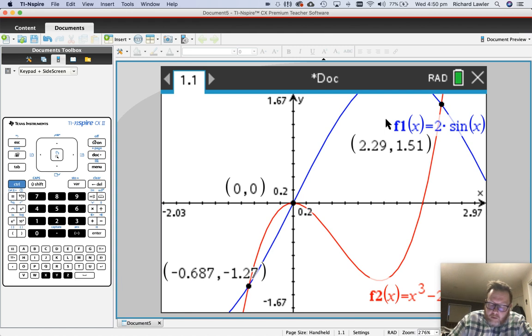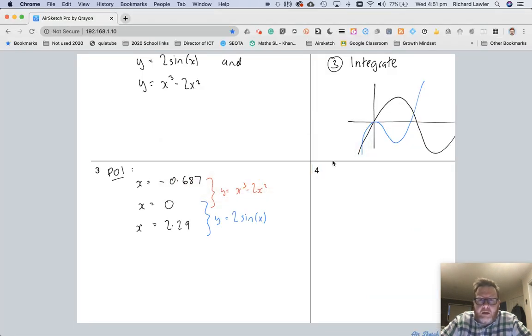So that's x cubed minus 2x squared. And then between 0 and 2.29, the blue line's on top, and that's y is equal to, or f1 if you like, is equal to 2 sine of x. Okay, so let's switch back over to Sketch, and you can see that in process here.